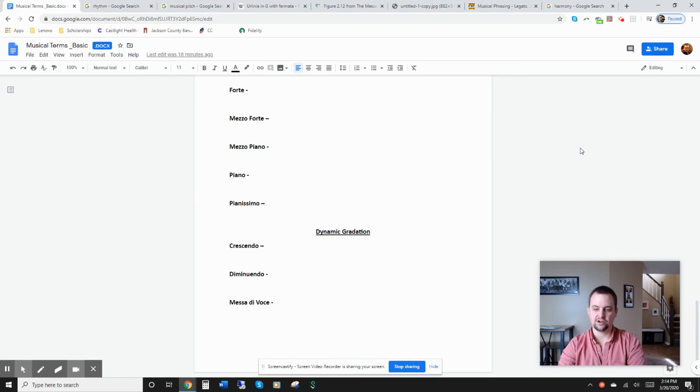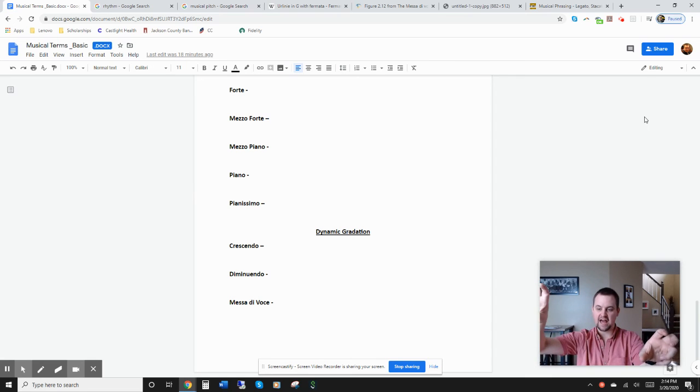Okay, the last 3 terms here are in the category of dynamic gradation. So gradation is moving from one thing to another in a smooth transition. Like in the world of art, if someone has the color white and then they have black, it's finding light grays, medium grays, dark gray, black. That's a smooth transition, and that's what we have here in music as well. I kind of adapted the idea of gradation from the art world.